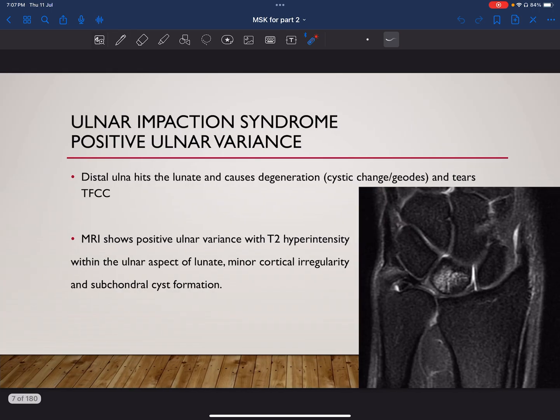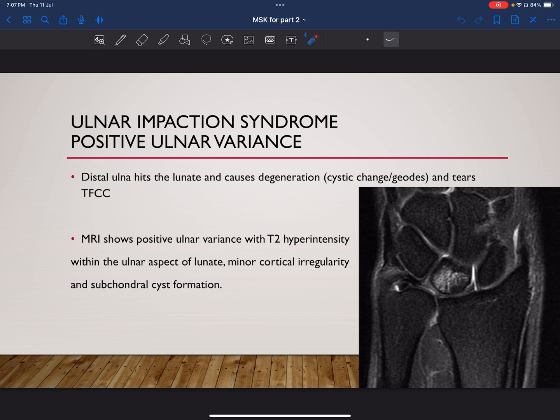First is ulnar impaction syndrome, a type of positive ulnar variance. As you can see here, the ulna and the radius are not in a straight line. The ulna has been pushed. There is some edema seen around the lunate. So this is a type of ulnar impaction. The ulna has impacted on the lunate.